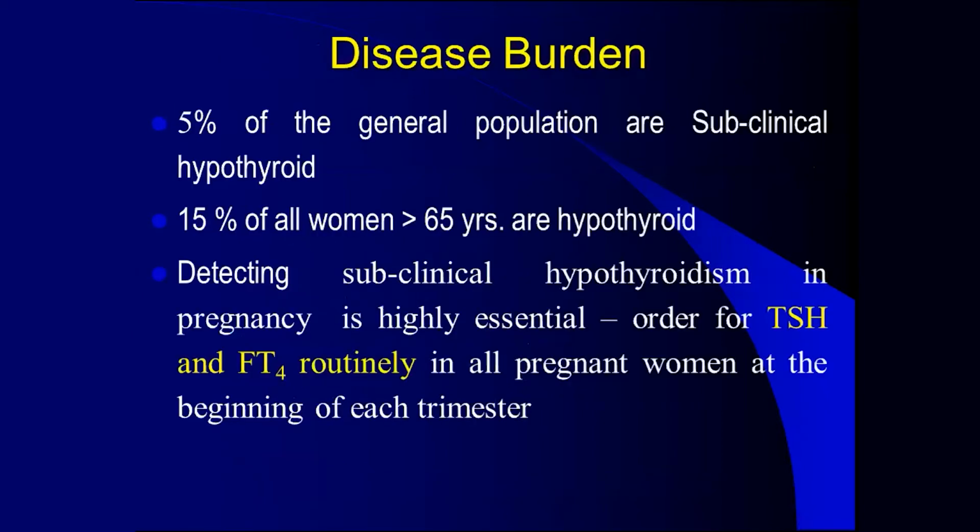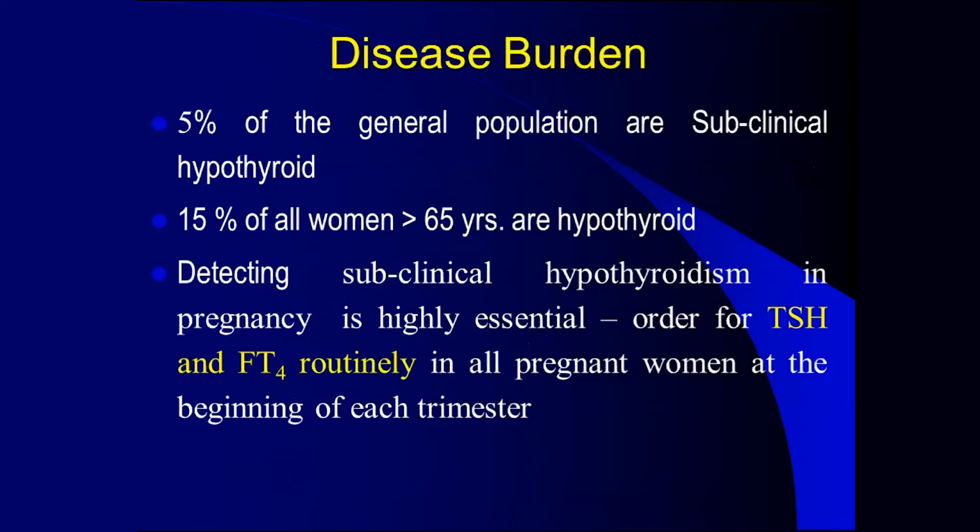So 5% of the general population have subclinical hypothyroidism. If you start treating 5% of the population, you will start over-treating a lot of patients, and it might lead to factitious hyperthyroidism. 15% of all women more than 65 years of age are hypothyroid. Hence, in elderly females, even subclinical hypothyroidism should be treated.